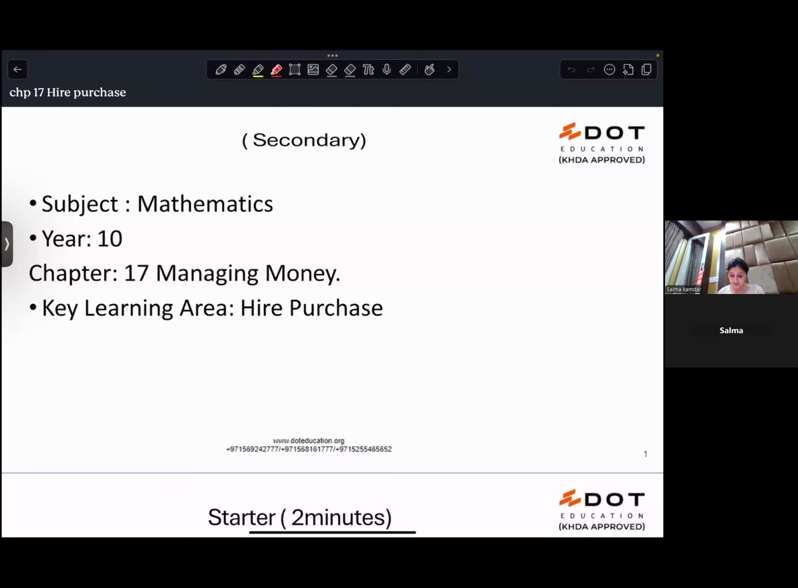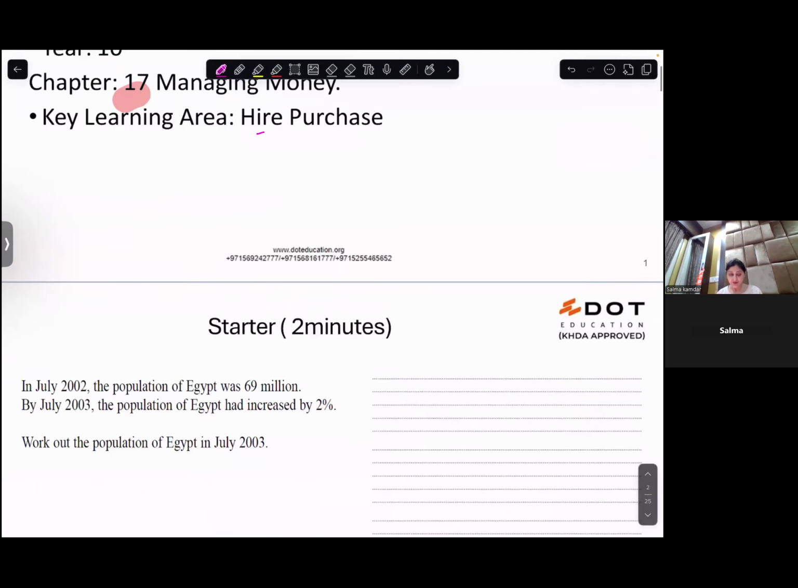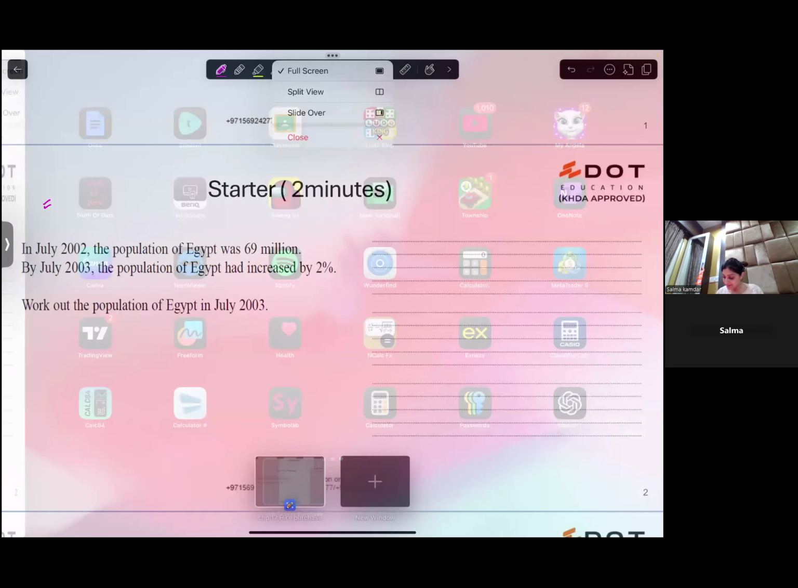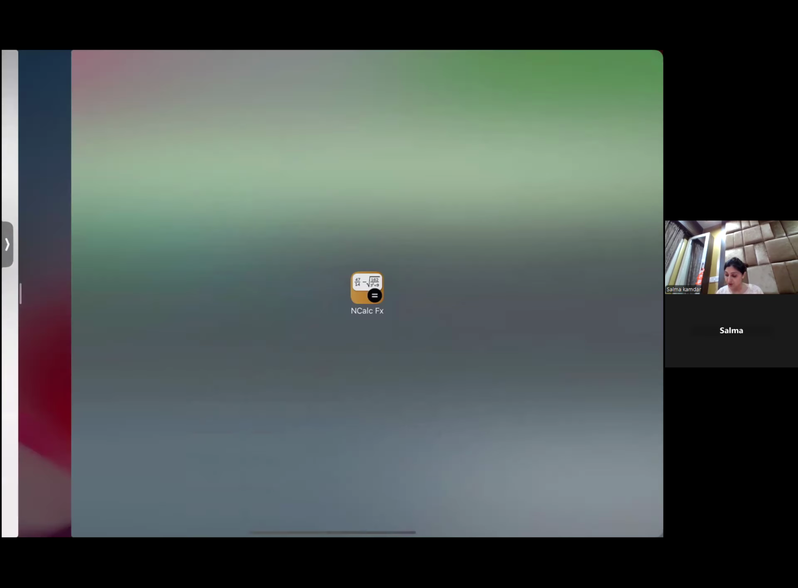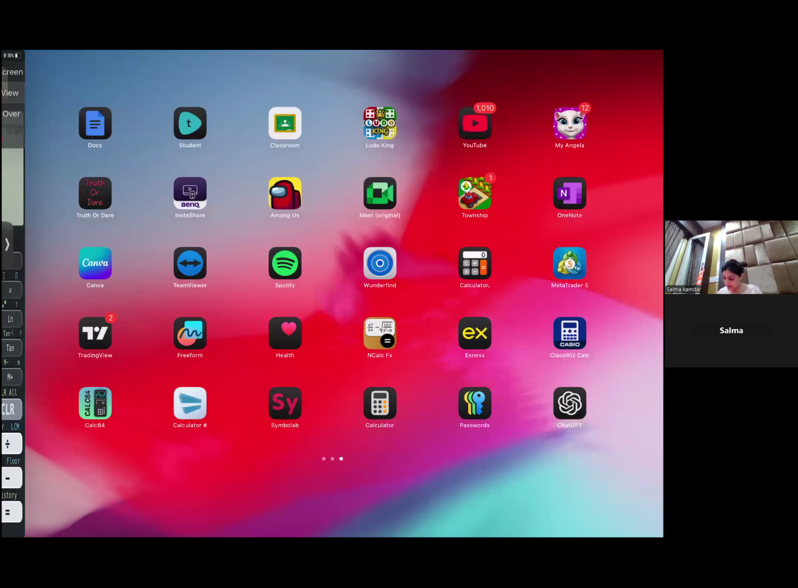Everyone, we're doing chapter 17, managing money. In that, our key focus area for today would be hire purchase. What is hire purchase? How does the system work, and so on. Before I actually move to hire purchase, there's this starter that I want you to look at. Try to work out the population of Egypt in July 2023.